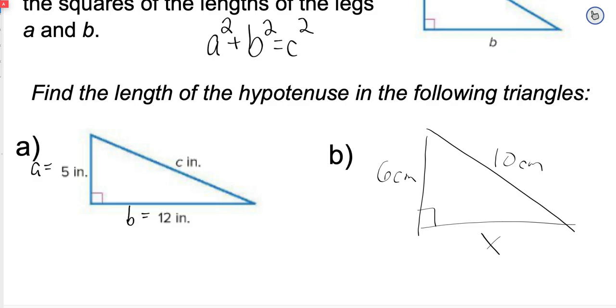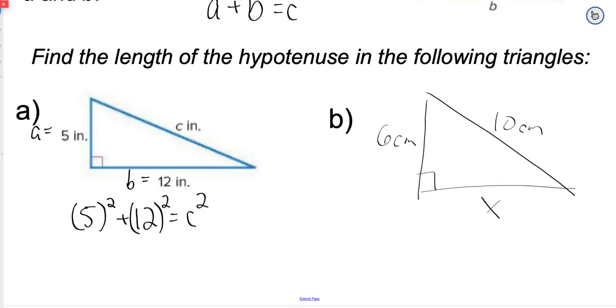Okay? So, Pythagorean theorem says we should be able to solve for C using A and B or those numbers. So 5 squared plus 12 squared is equal to C squared. So 5 squared is 25. 12 squared is 144. All right, we can add these two together. 25 plus 144 is 169.